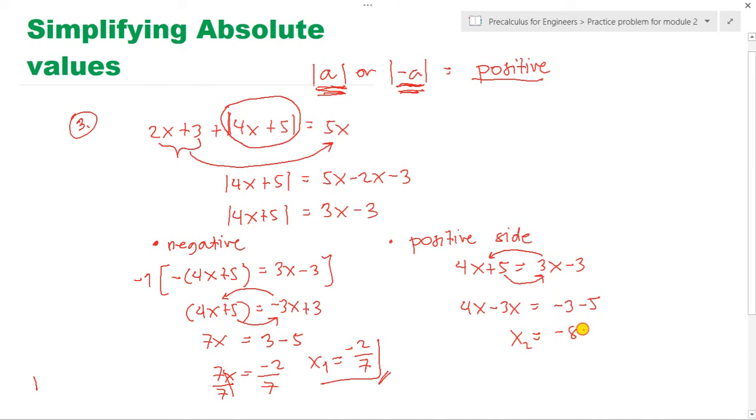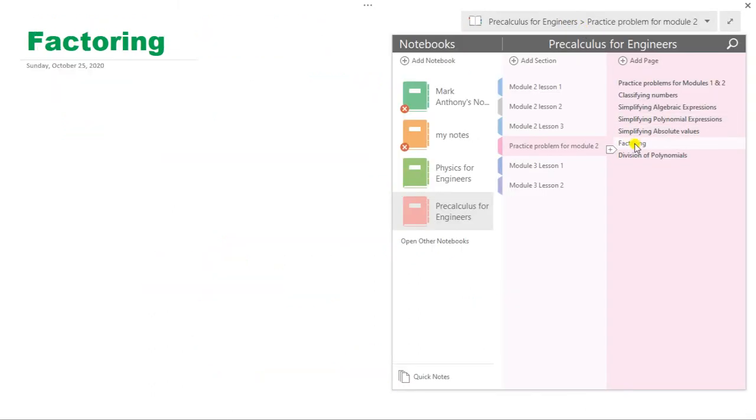So, therefore, the second value of our x is negative 8. So, ayun lang, class. Yan lang ang pag-simplify ng absolute value ng mga expressions. So, let's jump to factoring, class. Kasi napapansin ko yung factoring yung medyo mahirap dito. Mahirap yung factoring natin, class.